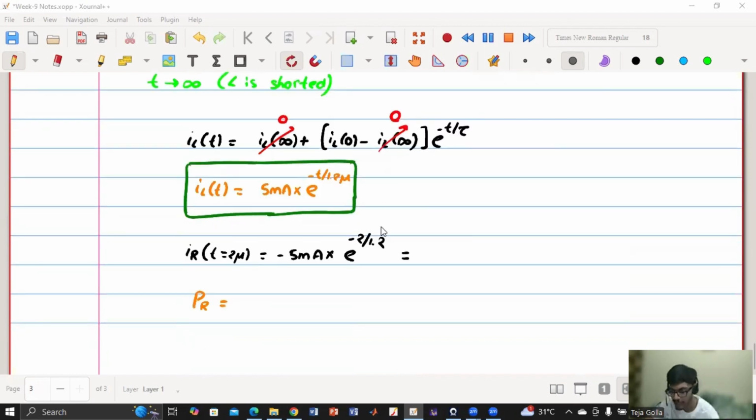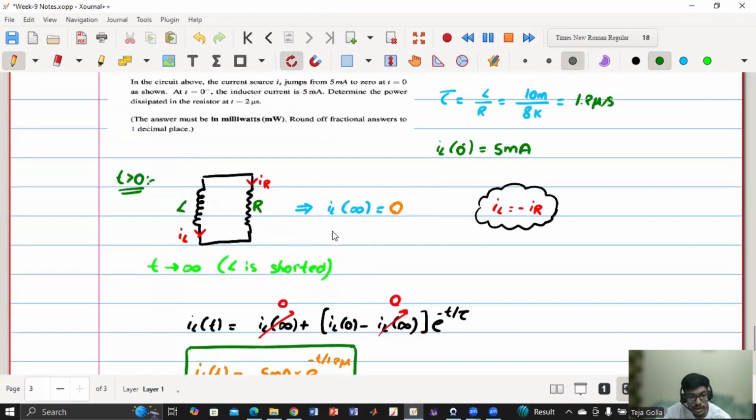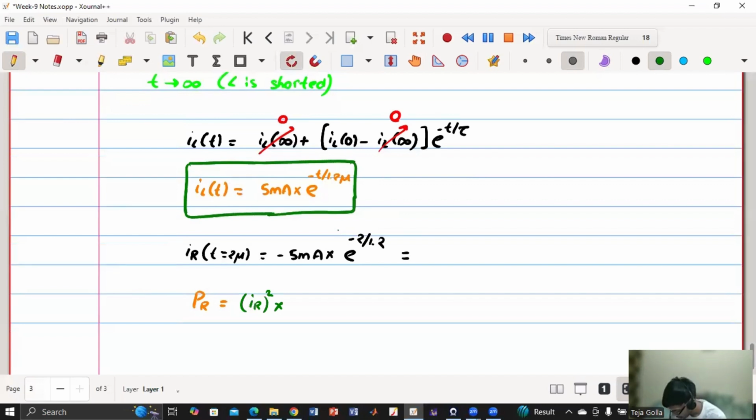So can anyone calculate and tell me what will be the IR? So PR will be IR square times resistor value, which is 8K. Can anyone quickly calculate and tell me these values? What is IR and what is PR? Sir, IR equals to minus 0.94 something. Minus 0.94 milli. And PR?